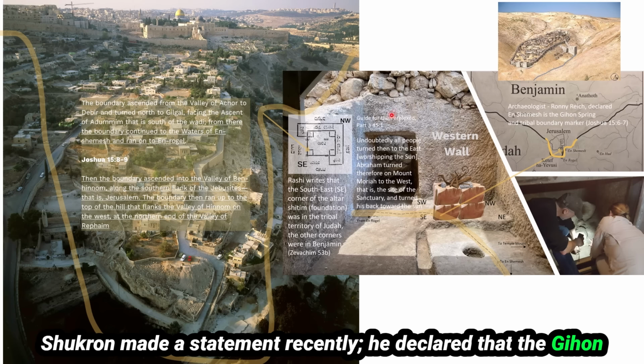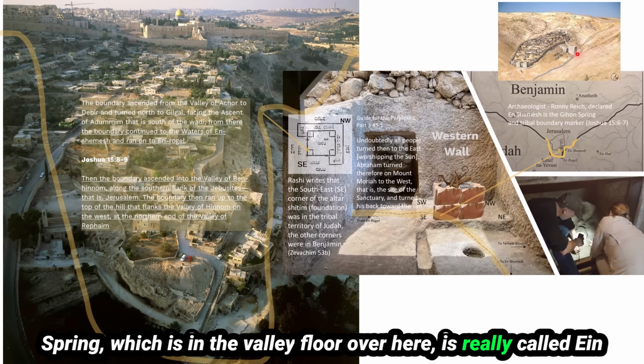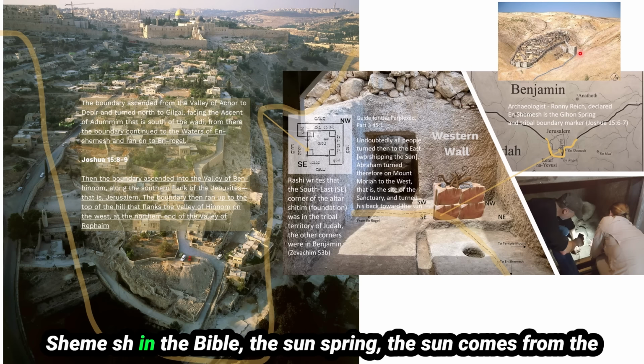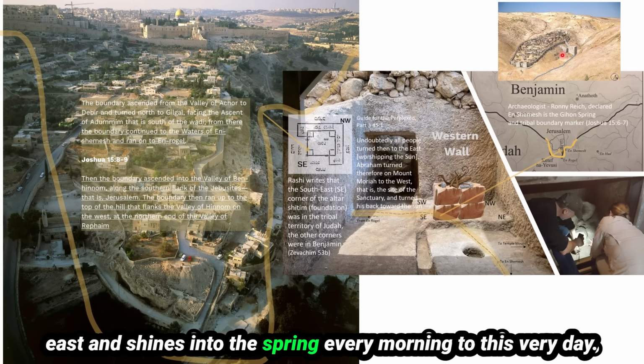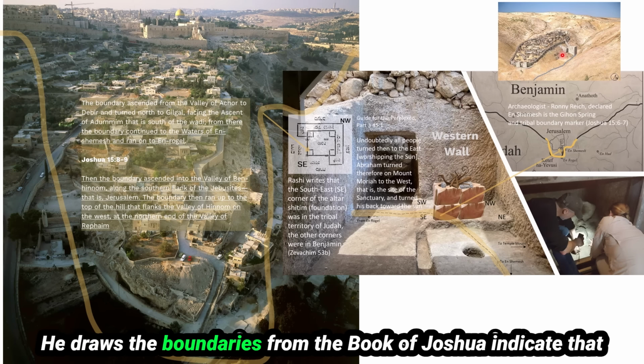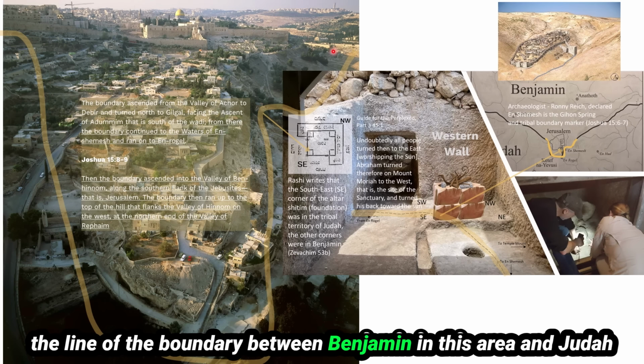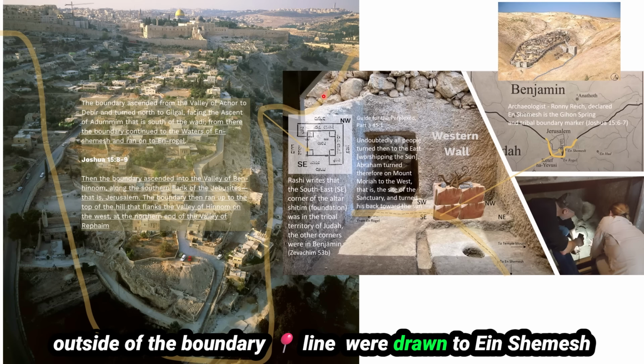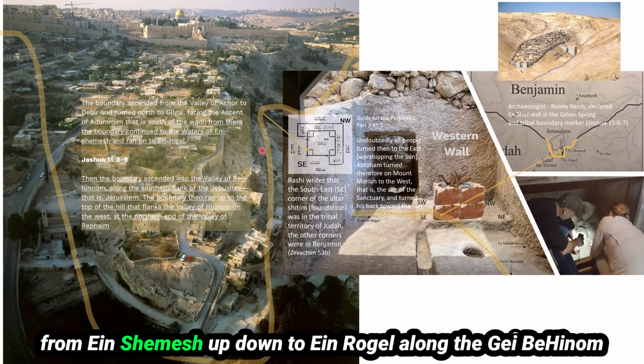He declared that the Gihon Spring, which is in the valley floor over here, is really called Ein Shemesh in the Bible. The sun spring, the sun comes from the east and shines into the spring every morning to this very day. He draws the boundaries from the book of Joshua, which indicate that the line of the boundary between Benjamin in this area and Judah was drawn to Ein Shemesh, from Ein Shemesh down to Ein Rogel, along the Gei Hinnom and up the western flank towards the valley of Rephaim.